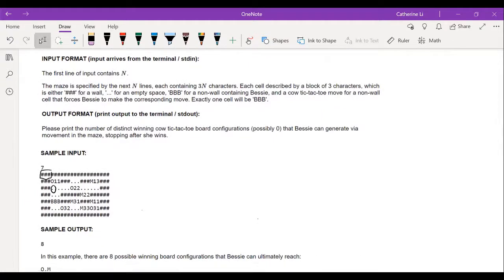Yeah, the rest of this is just input and output. So we see that because MIJ and OIJ each take up 3 spaces, it's like an n by 3n grid, where each 1 by 3 corresponds to 1 place that you can go to.